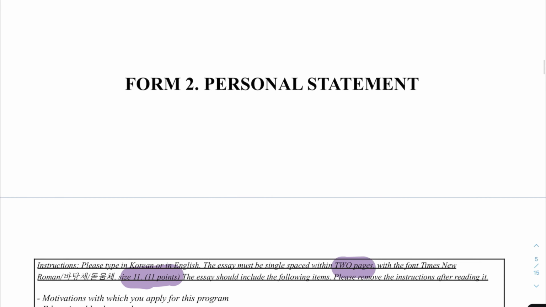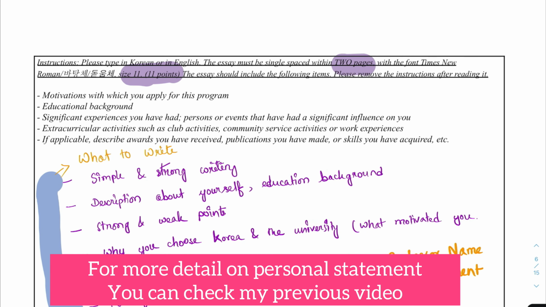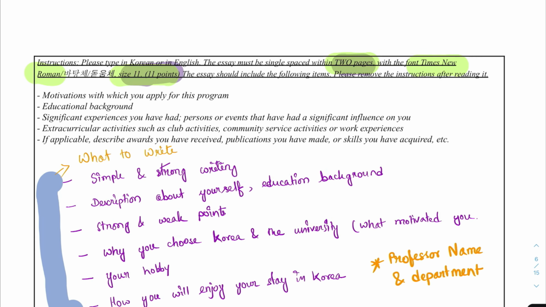Here you have to mention all things in 11 size, and you can write only 2 pages, and you have to use Times New Roman. The things I already mentioned in the previous video are the checklist you have to follow, and after that you have to keep in mind what to write and what not. It should be very simple, strong writing.